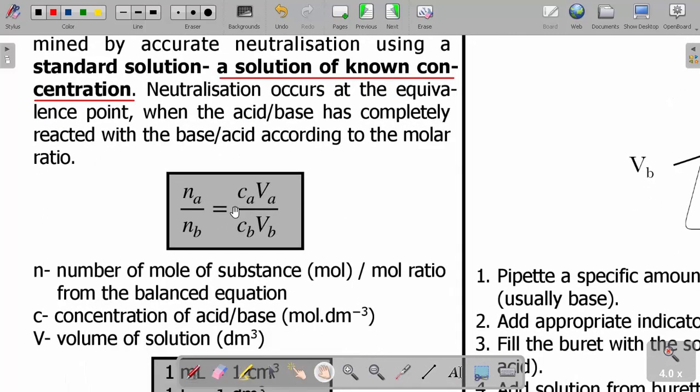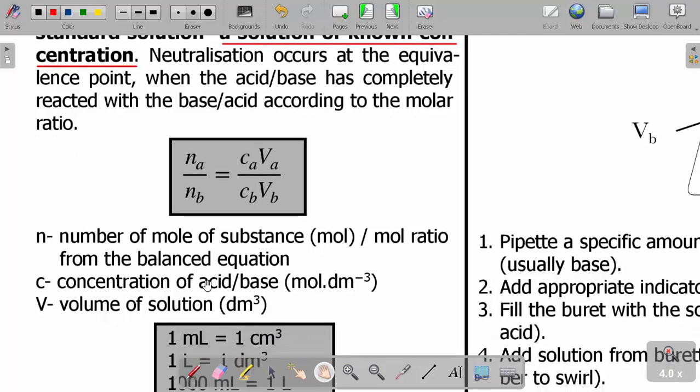Na/Nb = (Ca × Va)/(Cb × Vb). Na means the molar ratio of the acid divided by the molar ratio of the base, equals the concentration of the acid times the volume of the acid divided by the concentration of the base times the volume of the base. We are saying that N is the number of moles of the substance, which can be a base or acid. That is, we mean the molar ratio from the balanced equation. And C is the concentration of the acid or base in moles per decimeter cubed. What about volume? It is V.